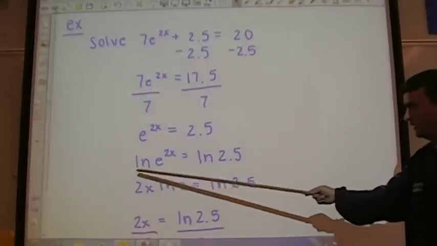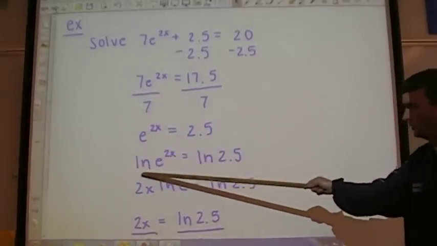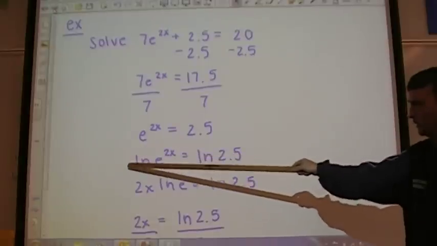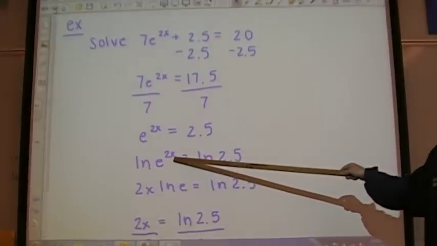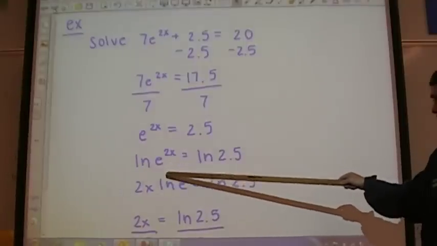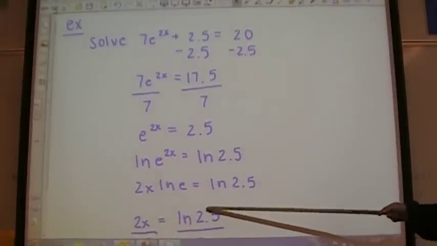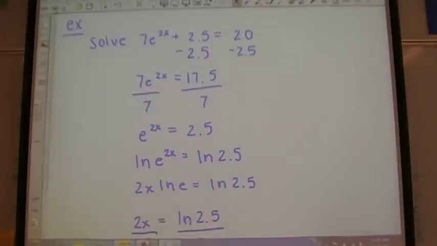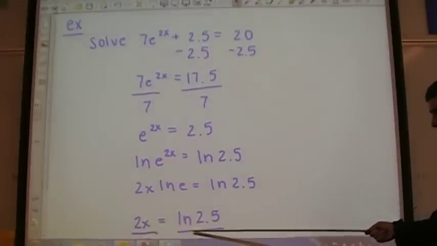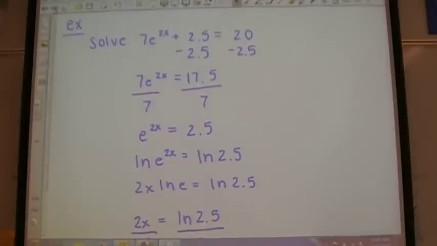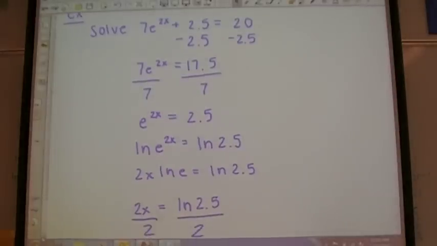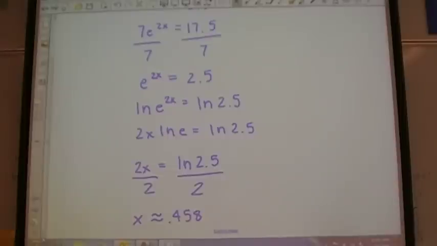So on this side, you should be able to tell me that this simplifies to 2x, because the natural log of e is 1. 2x times 1 is 2x. So on this side, this stays natural log of 2.5. And then what do I do to both sides? Divide by 2. And your answer is approximately 0.458.